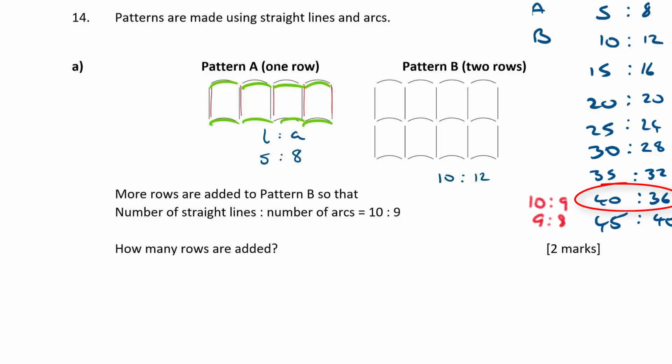So, which number in the sequence? How many rows are added? More rows are added to B so that the number of straight lines to the number of arcs is 10 to 9. Okay, so how many do we have to add on to B? These are the ones we added here. How many are they? 1, 2, 3, 4, 5, 6. We added 6 more rows to B.